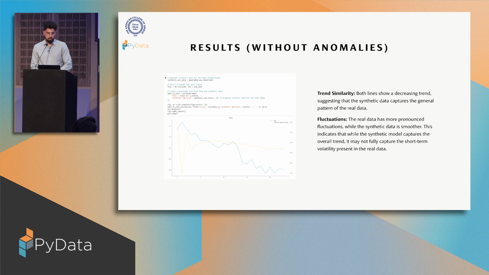Now, this is the difference without the anomalies. Using the autoencoder, we created synthetic data without the anomalies, and the results are much better because both lines show a decreasing trend, suggesting that synthetic data captures the general pattern of the real data. The real data has more pronounced fluctuation, while the synthetic is smoother, which indicates that while the synthetic model captures the overall trend, it may not fully capture the short-term volatility present in the real data.